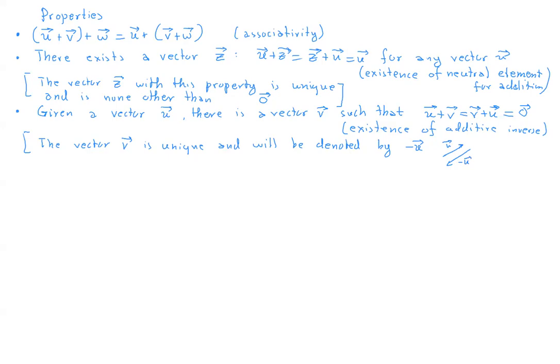And that allows you pretty much to define subtraction. So subtraction between two vectors is by definition adding the first vector with the opposite of the second vector. Okay. The fourth property is rather simple: if you add two vectors, then the order in which you add them does not matter. This is known as commutativity.